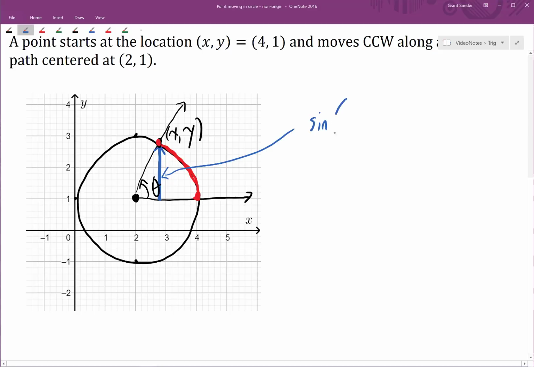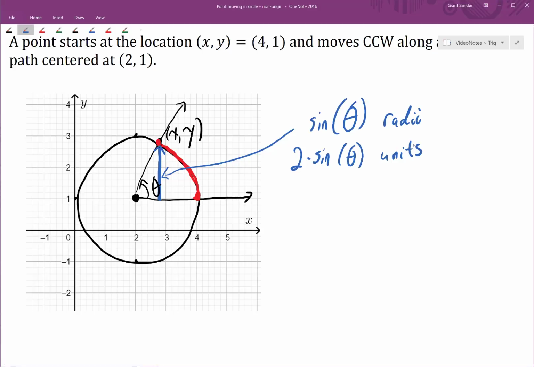So that is sine of theta radius lengths. We decided that the radius of the circle was 2 units long, and therefore 2 times sine of theta will give us that vertical distance in units, where units is like the units that are on our x and y axes. So 2 times sine of theta gives us that vertical distance in the units of our coordinate system.